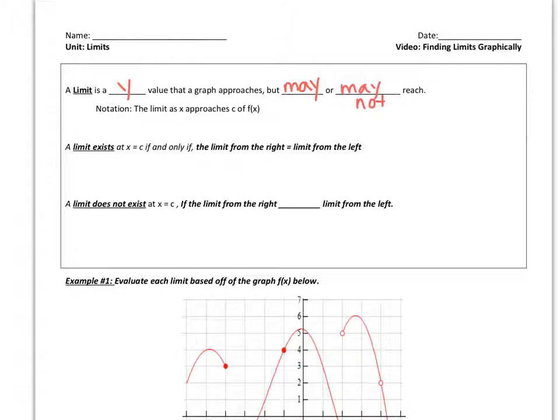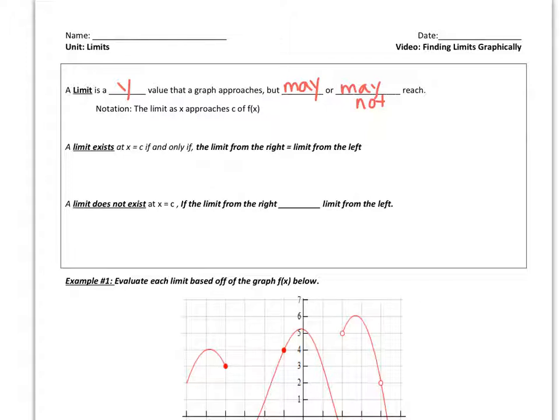Okay, the notation is as follows. The limit as x approaches c of f of x. So what we would write is: the limit as x approaches some value, we'll call it c, of f of x, of some function.